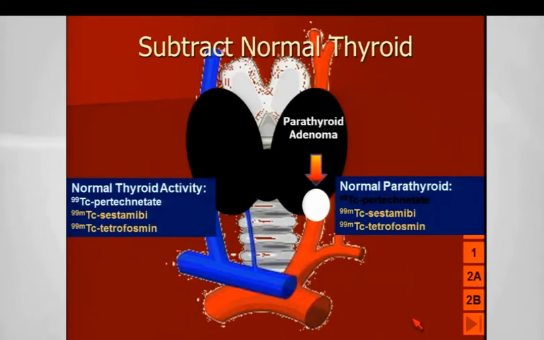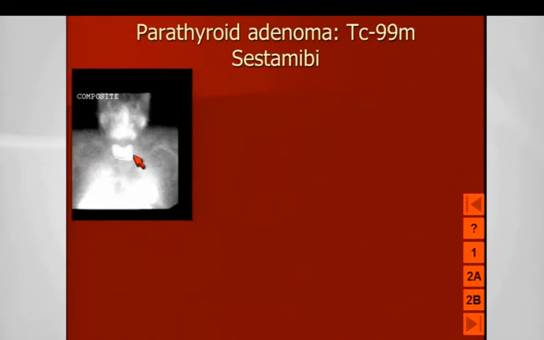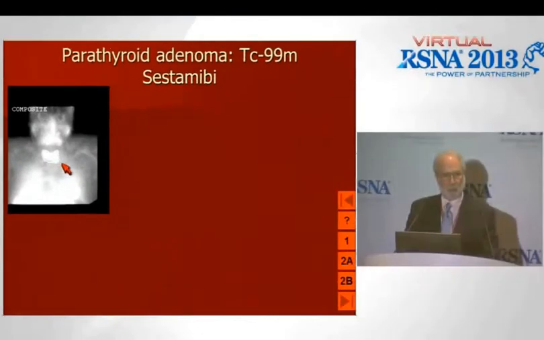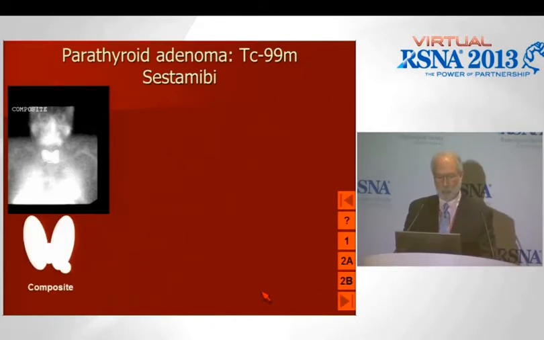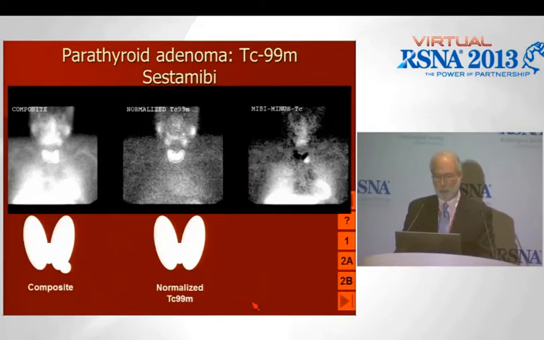So how does that work in the real world? If we take a look at this case here, you get the impression that there is a little blip coming off the thyroid, so that could be the parathyroid secreting adenoma. But when you normalize it and then subtract it, you end up very clearly seeing the parathyroid adenoma with this subtracted image. So this is the basic way that we do the subtraction imaging.